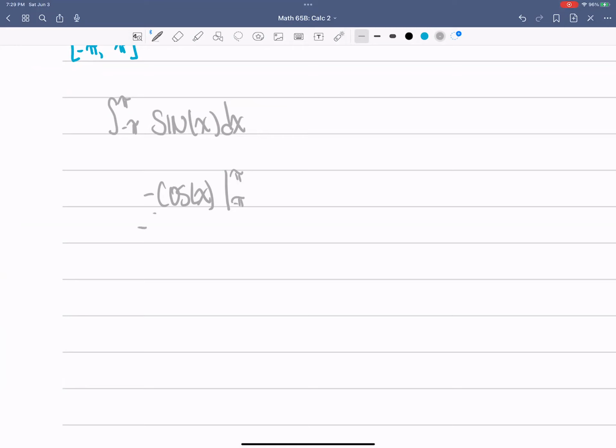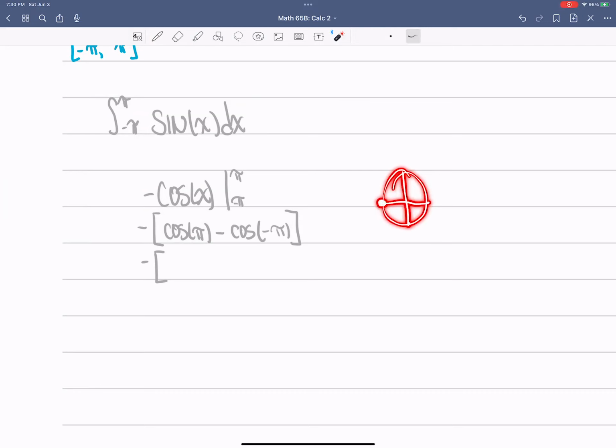So negative, we have cosine pi minus cosine of -pi. All right, cosine of pi. So pi is over here, so cosine of pi is over here. Cosine of pi is -1, minus cosine of -pi, exact same place. So that's going to be -1 as well.